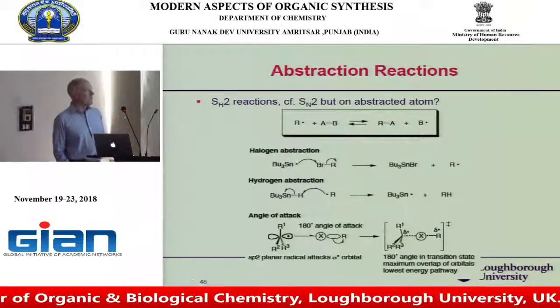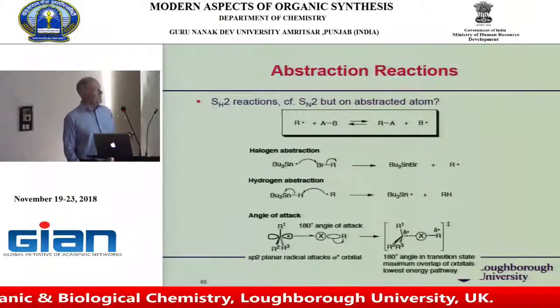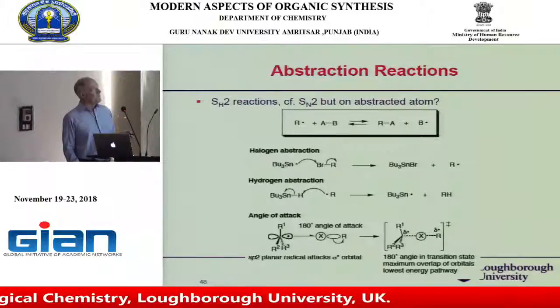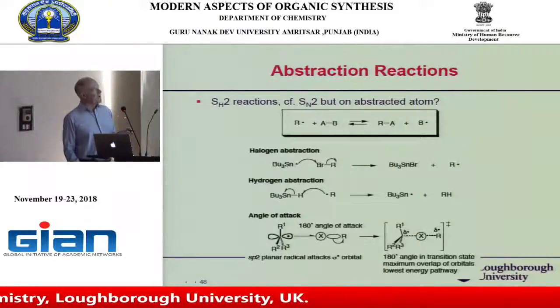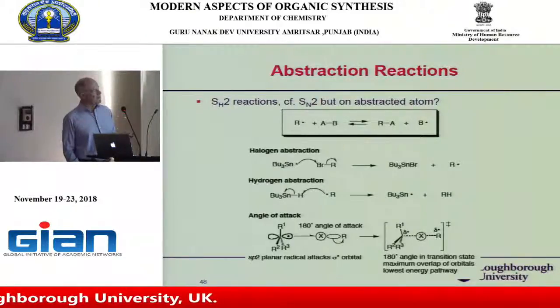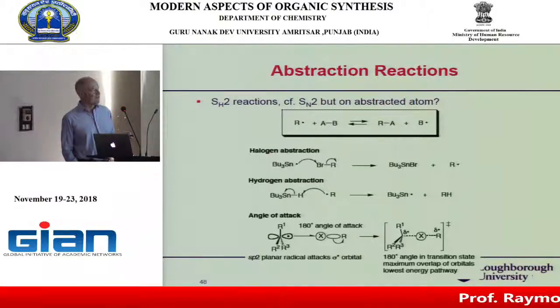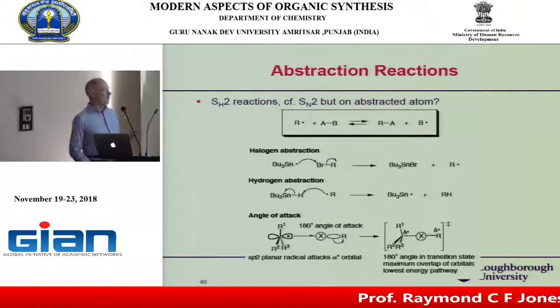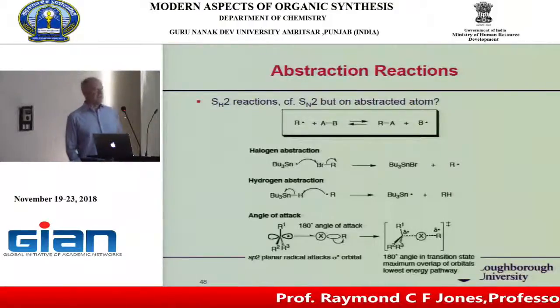What about the geometry of this kind of process? So it's like an SN2 reaction, except if you look at this, it's not a carbon where the substitution is taking place, it's the halogen where the substitution is taking place. So in that sense, it's a bit different to an SN2 reaction.